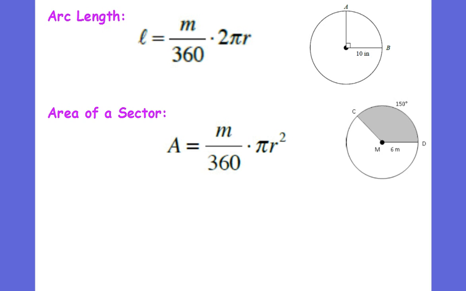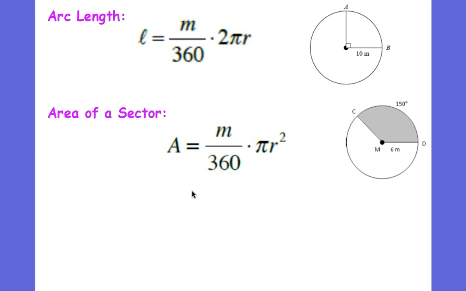The last thing we're going to look at is some areas within circles. So first thing is something called the area of a sector. Now, on your formula sheet right now, I would write down this right here, area of a sector, and go ahead and write this down.